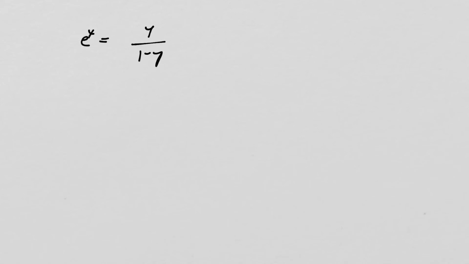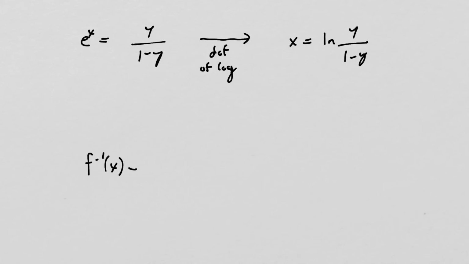Since we're trying to find the inverse of our original function, we needed to isolate x on one side. So now, by definition of a logarithm, the equation on the left-hand side is equivalently going to give us the equation on the right-hand side. x is equal to the natural log of y divided by 1 minus y. Flipping our x's and y's, we find that f inverse of x is equal to y. This is equal to the natural log of x divided by 1 minus x.